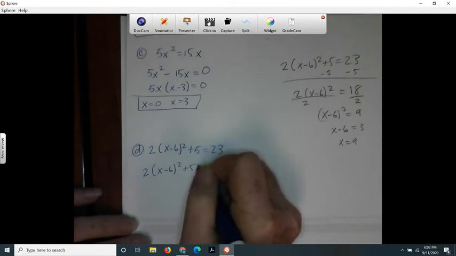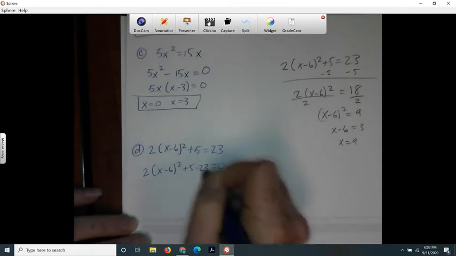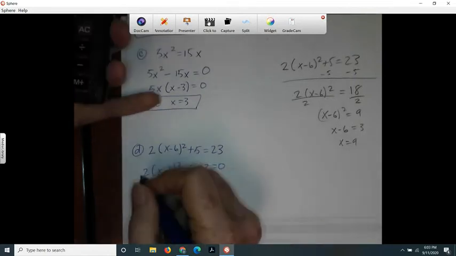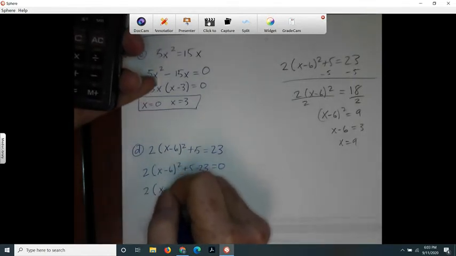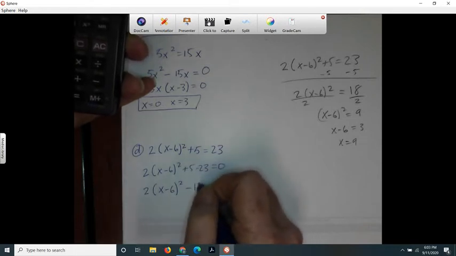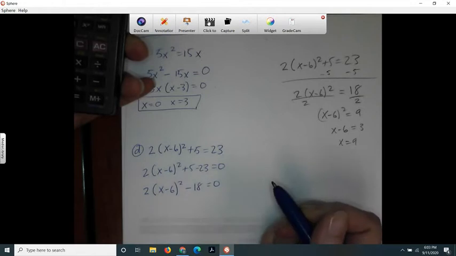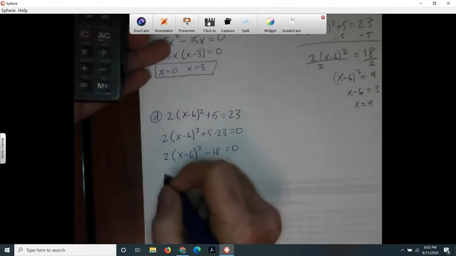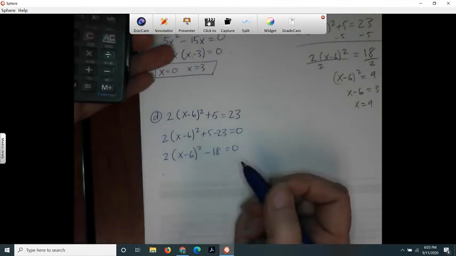So I just brought everything over here. I don't know what 5 minus 23 is. 5 minus 23, I think we got negative 18. Oh, I should know that, I just did it. Minus 18. Okay, I want to use the zero product property, so I need to get this back into standard form, and then I'm going to have to factor it again.